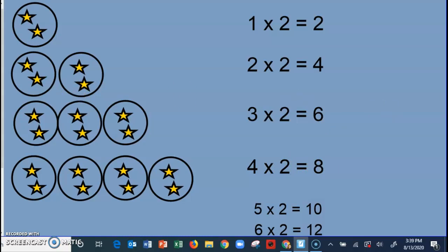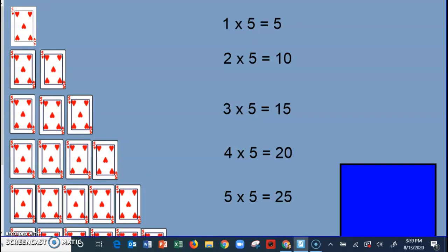Let's take that idea and look at 5's. If I have one group of 5, I have 5 hearts. If I have 2 groups of 5, that's 10 hearts. If I have 3 groups of 5, that's going to be 15 hearts. 4 groups of 5: 5, 10, 15, 20. 5 groups of 5, 25.